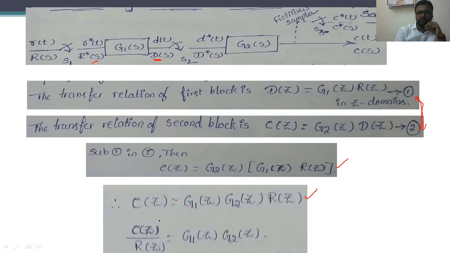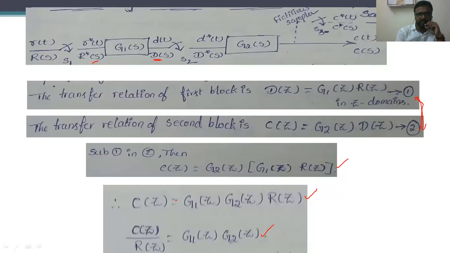So finally, we are putting the expression for the two elements which are placed in the cascaded position separated by a sampler S2: C of Z divided by R of Z is equal to G1 of Z into G2 of Z. Okay, this is nothing but the pulse transfer function of the discrete data systems which are placed in the cascaded position and separated by a sampler.